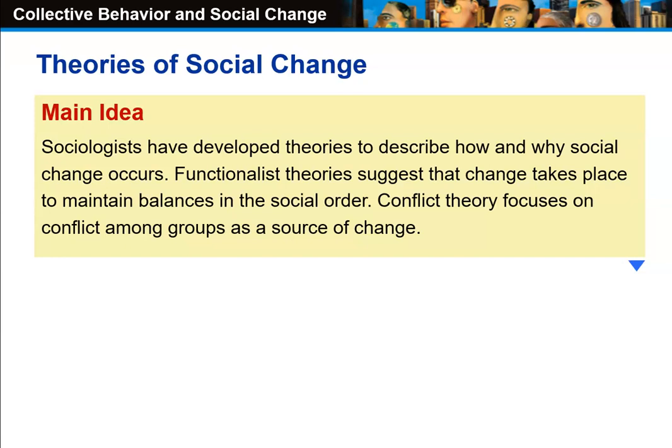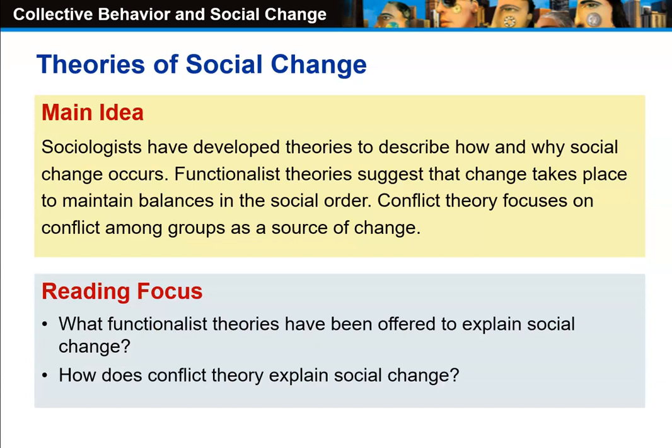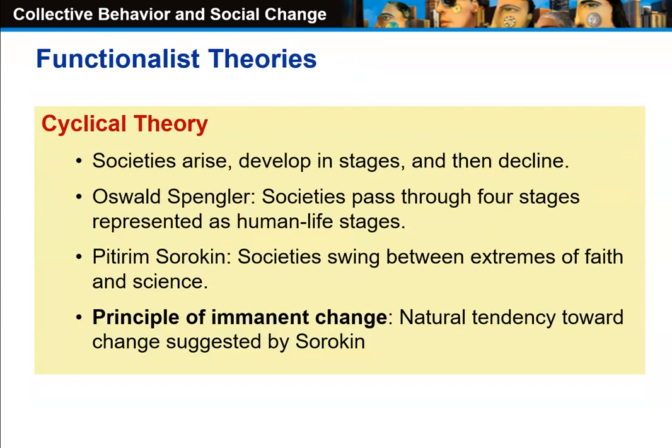Remember, the functionalist theory is always about what is the function of this particular aspect of society. And conflict theory focuses on the conflict among groups as a source of change. Conflict theory will always look at the things that cause change to take place within the society, and that's how you explain social change. So at the end of this portion, you should be able to explain what functionalist theories have been offered to explain social change, and how the conflict theories explain social change.